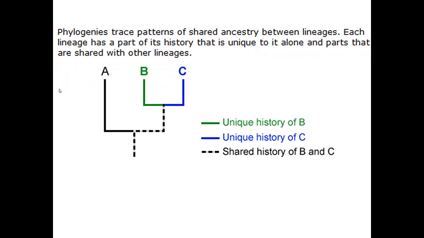Phylogenies trace patterns of shared ancestry between lineages. Each lineage has a part of its history that is unique to it alone, and parts that are shared with other lineages. So in my picture, yours isn't in color, organism B here, species B, has its own unique history that makes it different from C. However, both B and C share the ancestry in this dotted line. They all have the same features until something occurs that drives each population to become its own species.